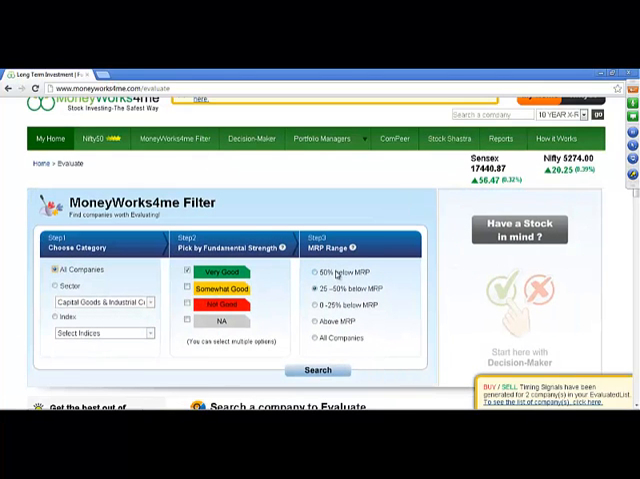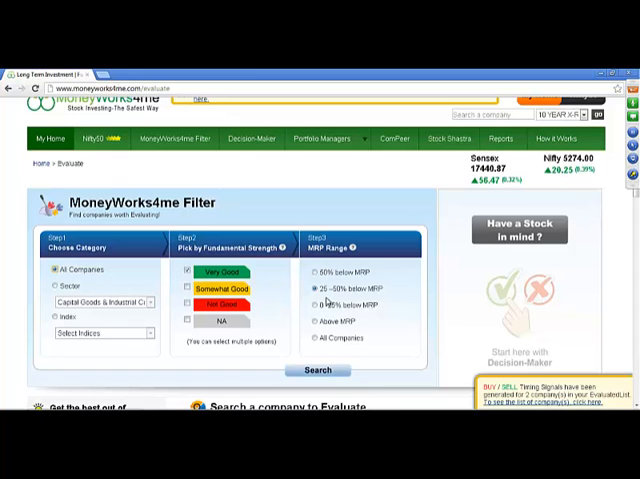The third part is to select the MRP range. Now, what is the MRP? MRP is the right value of a stock, or the intrinsic value. Once you know the MRP of a stock, you should buy the stock at a discount to the MRP. We call this discount the margin of safety. So ideally you should always buy a stock at a healthy discount to the MRP.